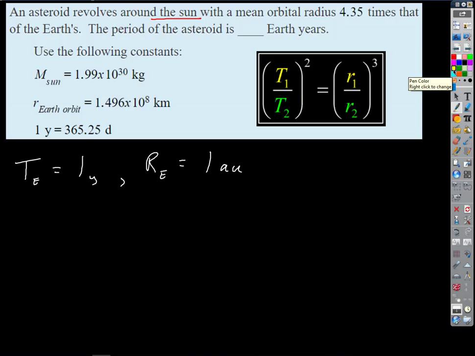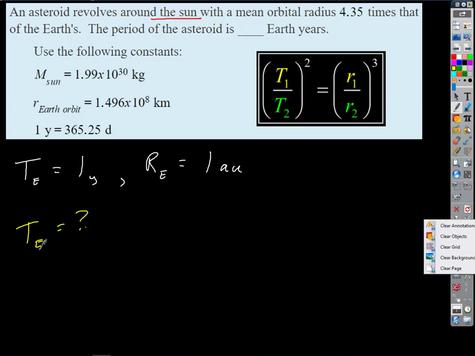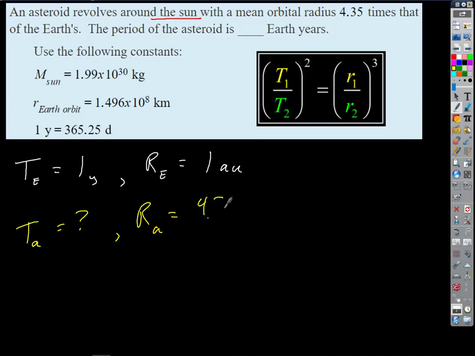Let's look at the other satellite. The other satellite is an asteroid. And what's its period? Well, that's what we're trying to find, T sub A. But what is R sub A? 4.35 AU. Yeah, in this case AU, but we could even say it's 4.35 times the radius of the Earth, right? You see what I'm saying?